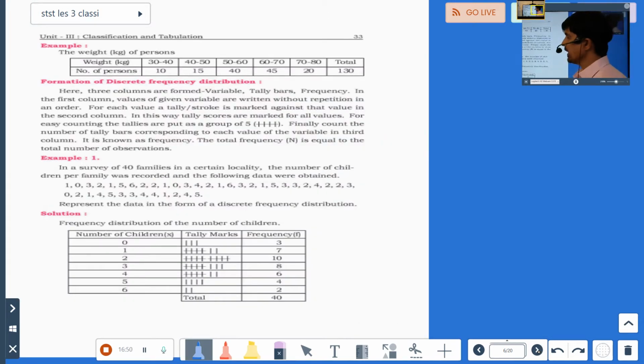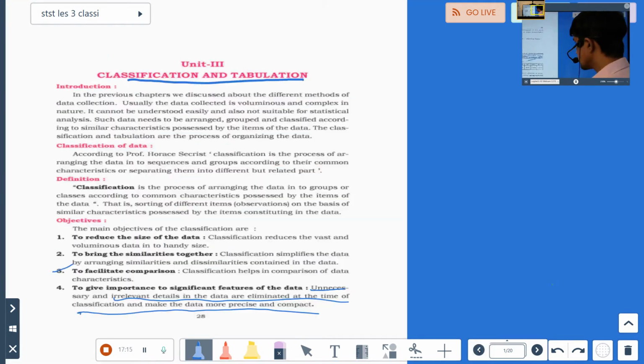Okay. Now, for this to happen, what we have to do? There is something called as formation of discrete frequency distribution. Now, how will you form discrete frequencies? How to do it? I'll start that topic in my next class. So I'll end my class here today. What all we have learned?